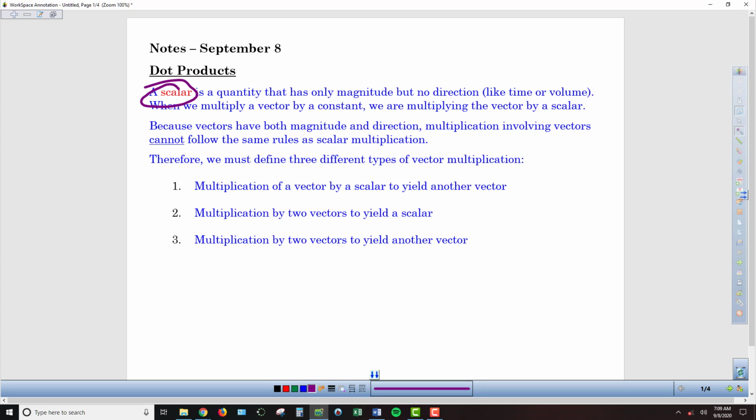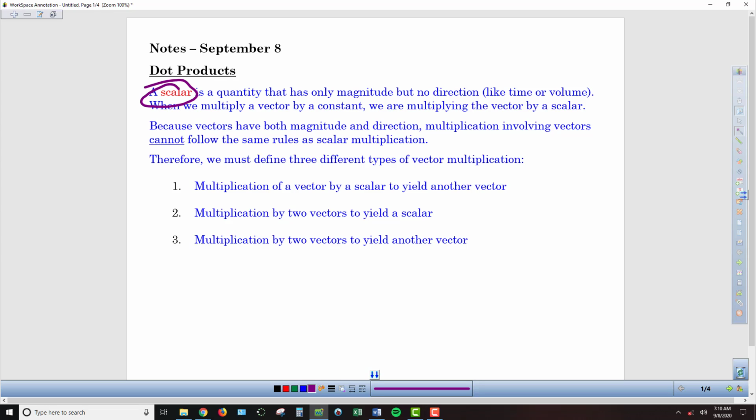So we can think of that as something like time, although of course time always marches forward. It doesn't actually have a direction. Volume is another example of a scalar, something that does not have direction. It does not matter how a box is oriented, its volume is still the same. Now, when we multiply a vector by a constant, we're essentially multiplying a vector by a scalar. And so that is possible.